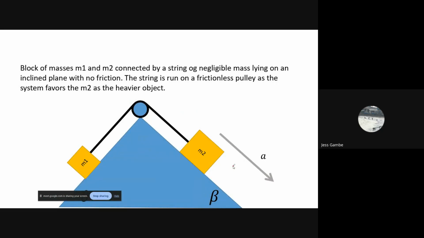Next is kanisha. So nakay duha ka block. Actually, napay pulley. For this case, pulley is this one class. A block of mass M1 and M2 are connected in a string of negligible mass lying on an inclined plane with no friction. Okay, the string is run on a frictionless pulley, as the system favors M2 as the heavier object. So mas mugat ng M2. So most likely, mas slide siya pa na. Take note, frictionless pulley. So wala siya friction dira. So dili siya mo rotate ang pulley ni mo ha.